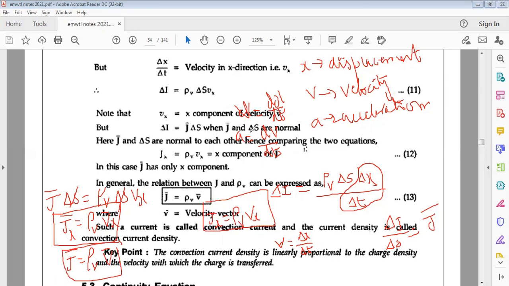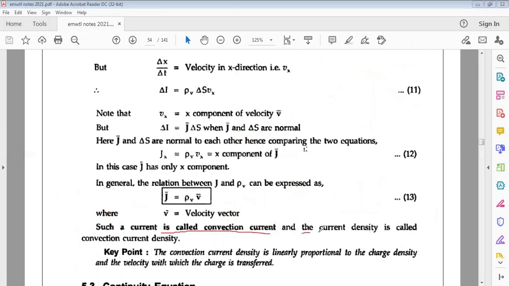Such a current is called conventional current, and the current density is called conventional current density. Got it, my dear students? In this connection, the conventional current density J bar is linearly proportional to the volume charge density and the velocity with which the charge is transferred.